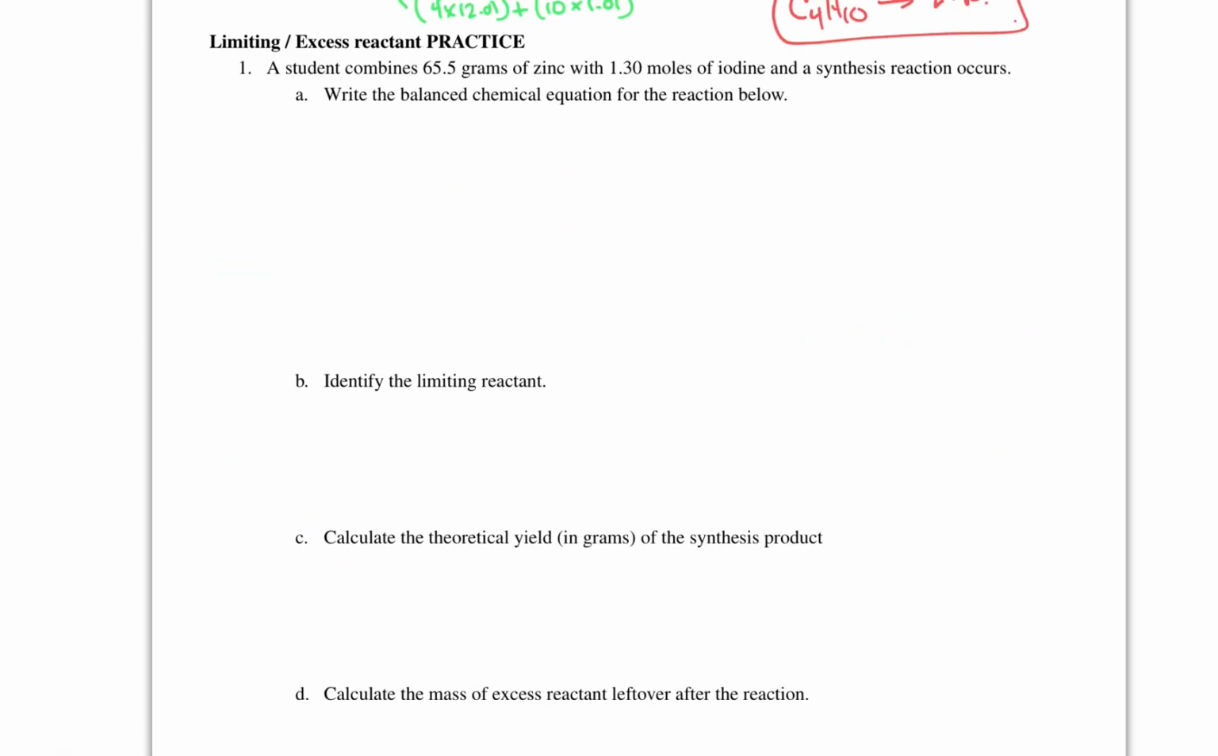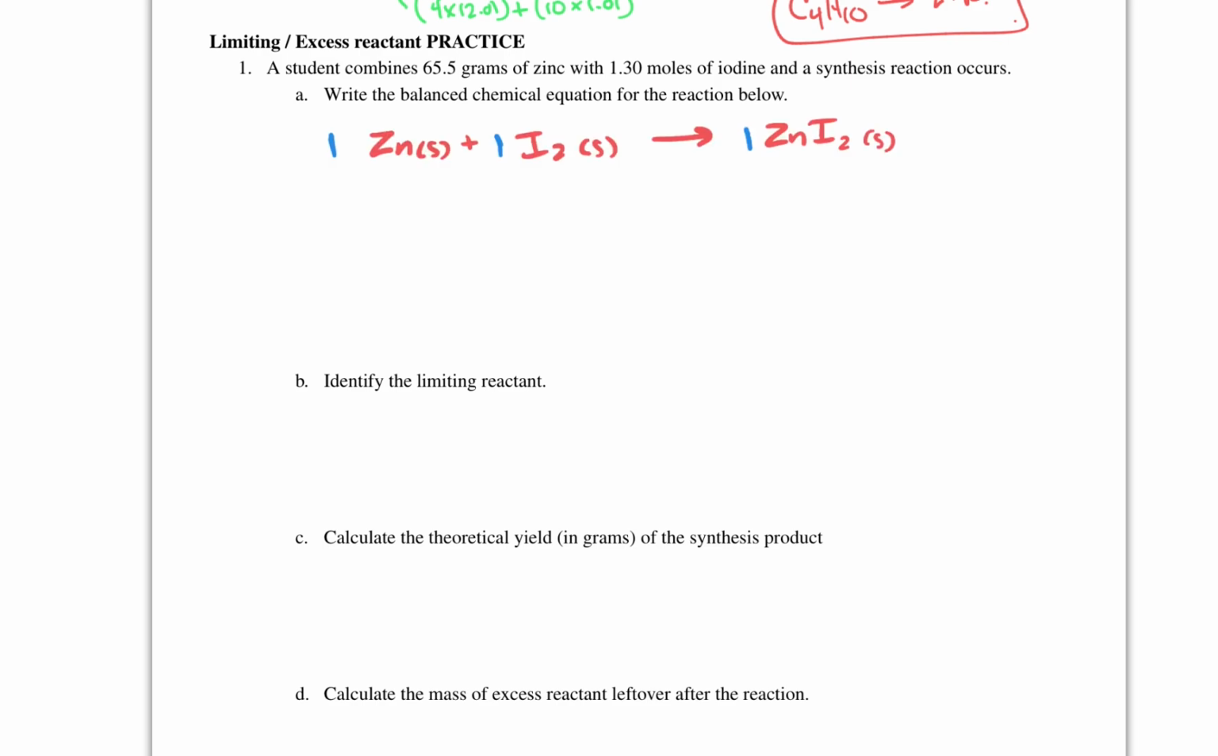Now we're going to try to put it all together with some limiting and excess reactant stoichiometry problems. So in this first one, a student combines 65.5 grams of zinc with 1.3 moles of iodine in a synthesis reaction. I want you to write the balanced chemical equation for the reaction. I want you to identify the limiting reactant, then calculate the theoretical yield in grams of the product of that synthesis reaction, and then calculate the mass of excess reactant left over after the reaction. Pause the video to give that a shot, and then I'll come back to show you the answer.